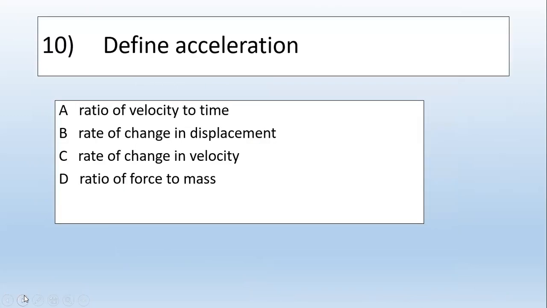Define acceleration. This one must be in your head. Memory work. Right? It's not a ratio, it's a rate. The answer is C. Rate of change in velocity.